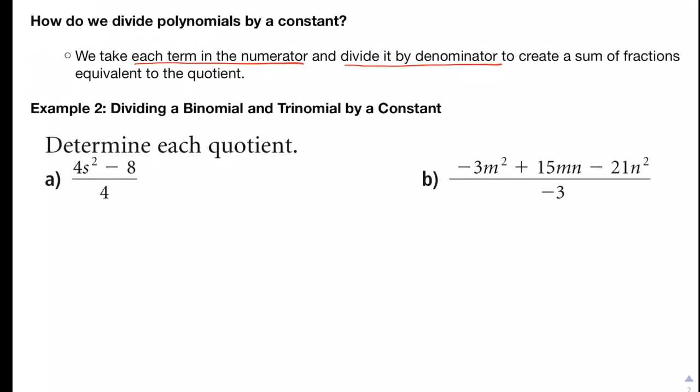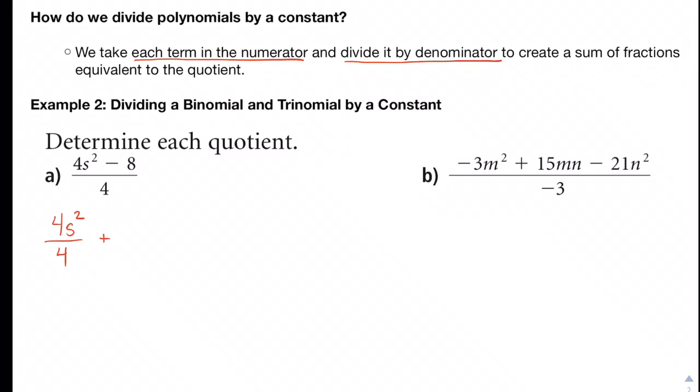Here is what it looks like. Let me go through a few examples. We take each term on the top. We have 4s squared minus 8 divided by 4. So each term on the top is going to be divided by 4. You have 4s squared, which is a term on top, and we're going to divide it by 4 on the bottom. Here, let's just have a plus sign. Then we have negative 8, which is the second term on top, and we want to divide it by 4. Include brackets since we have a negative.